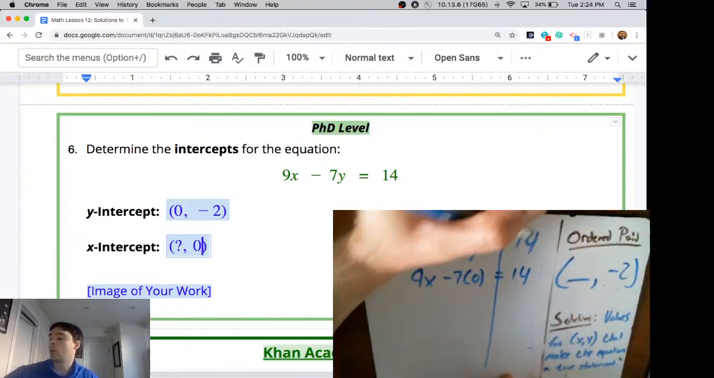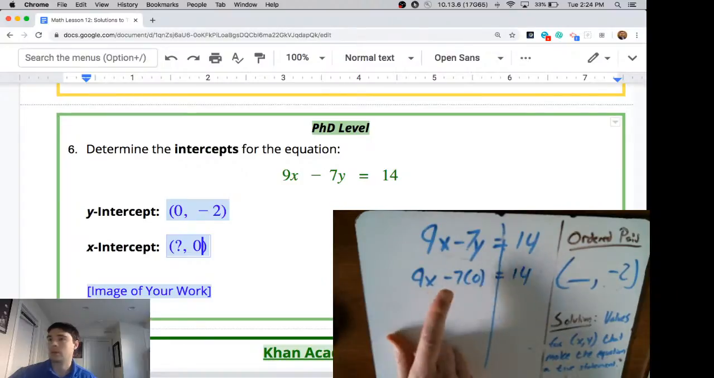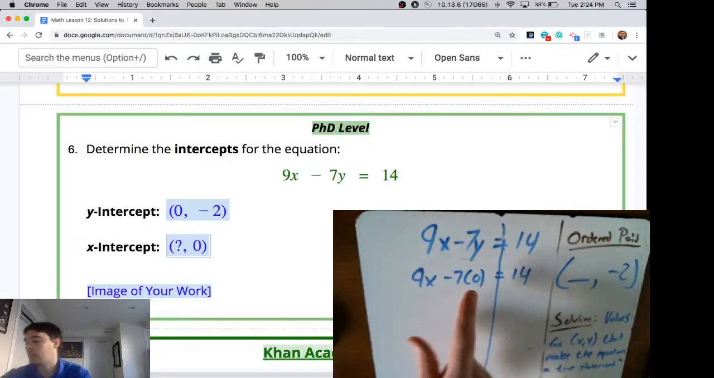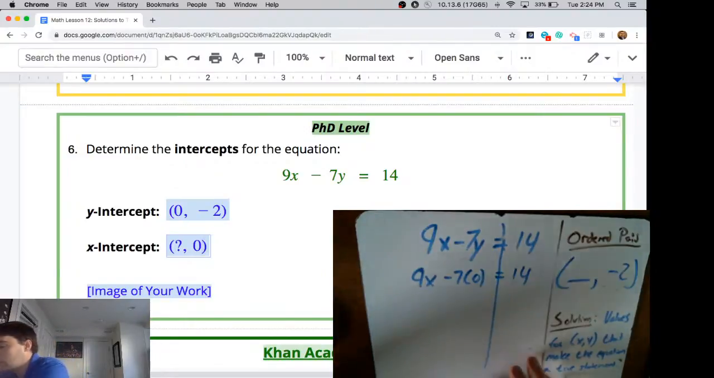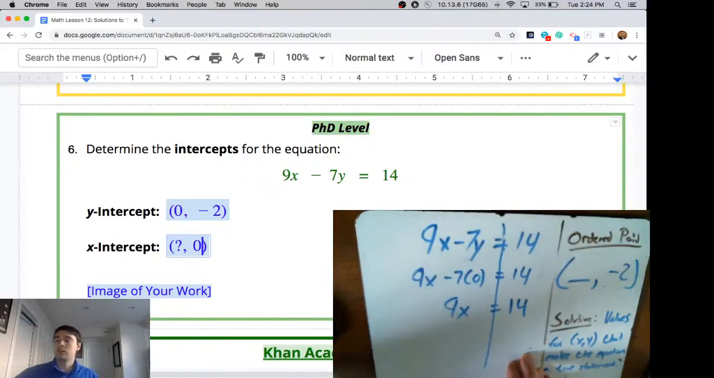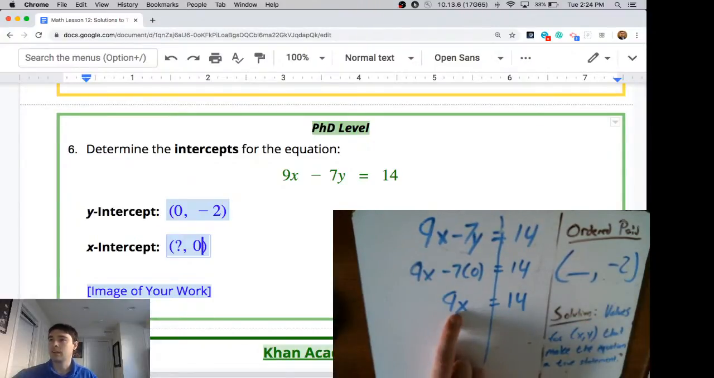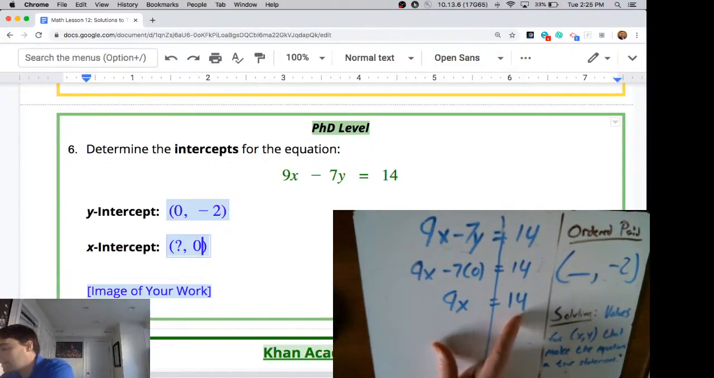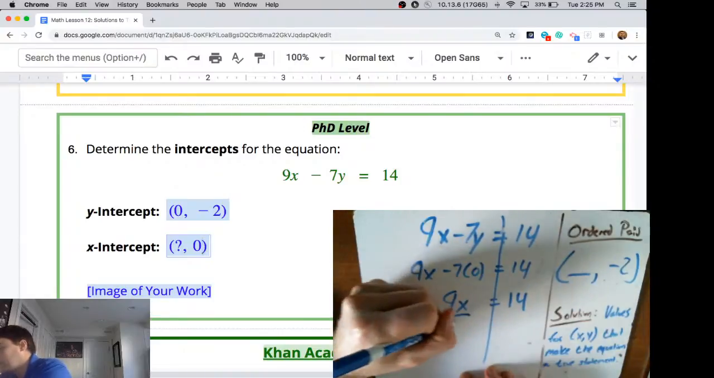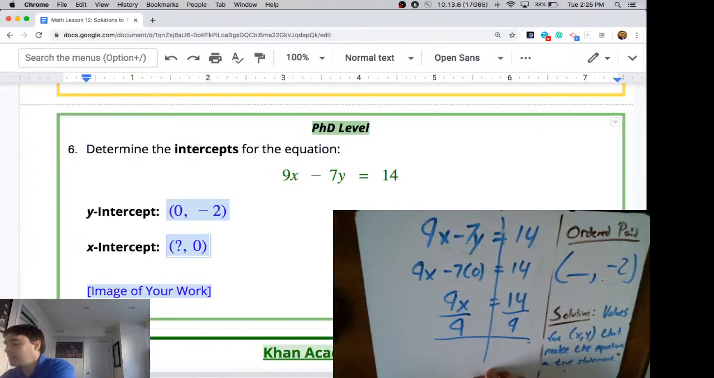So I'm going to replace my y with 0, so the equation becomes 9x minus 7 times 0 on the left side. And again, anytime we're finding intercepts, they're going to eliminate the entire term, because 0 times anything makes 0. So this equation becomes 9x on the left side is equal to 14 on the right side. I'm going to need to divide by 9. That's the opposite of multiplying by 9. And what we'll find here, 9 divided by 9 cancels out, we get just x.